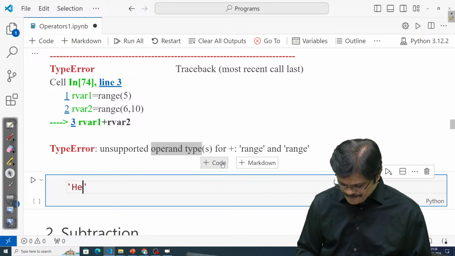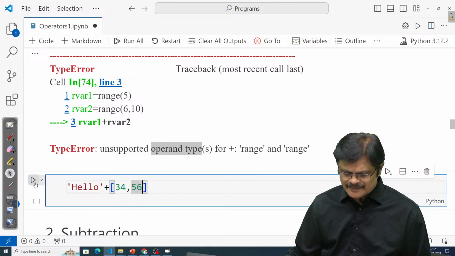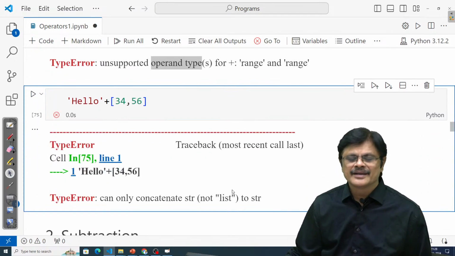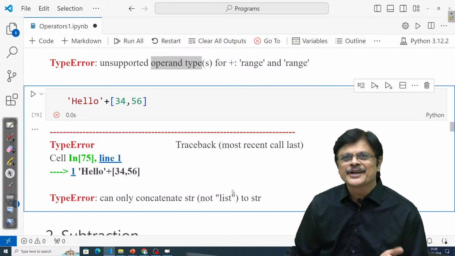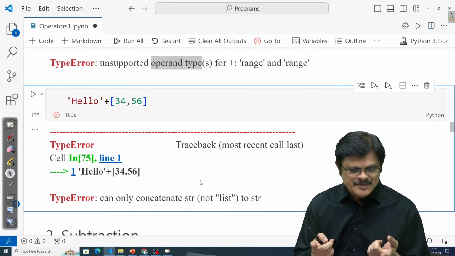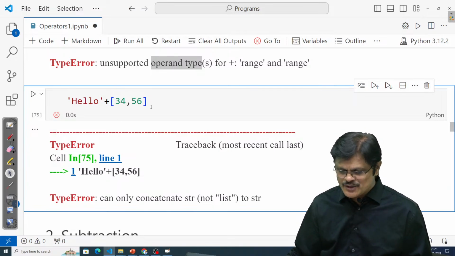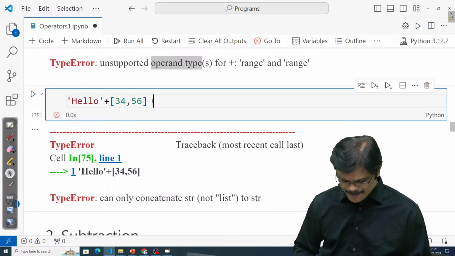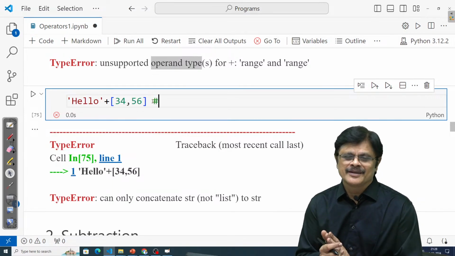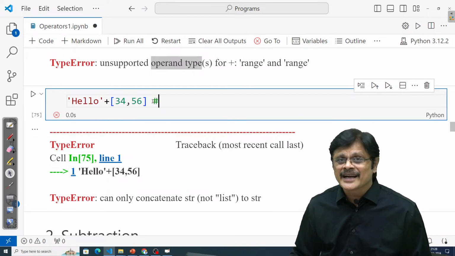For example, "hello" is a string, and if you take a list, can I concatenate them? It says can only concatenate string to string. We cannot concatenate string to list. So if you want to concatenate, they must be of the same type. Please note this, sir. Concatenation is possible between sequences of the same type. That is very, very important, sir.